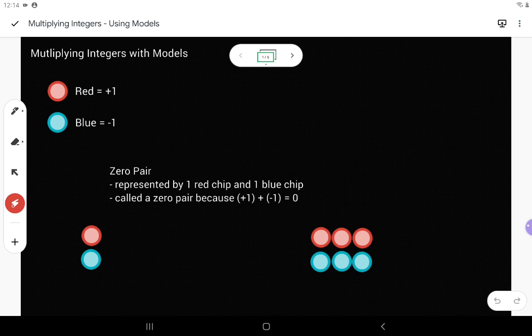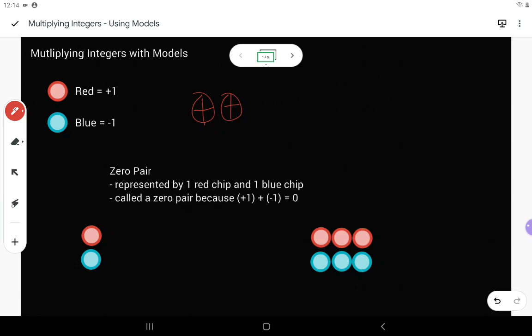So if I wanted to show +2, I would simply draw two red chips that are positive. I put the positive and negative sign in them in my own drawings just because it makes it a little bit clearer, especially if you're going to draw at home just using pencil.